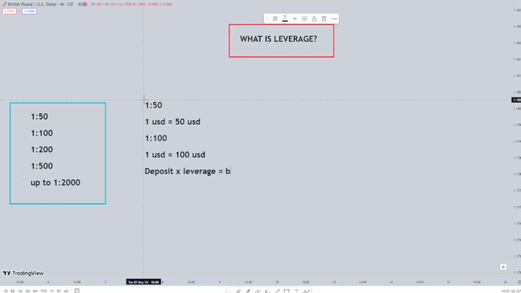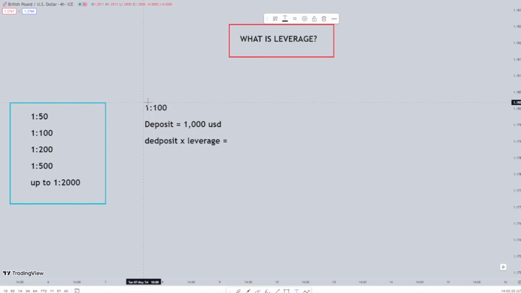Now I'll show you how to calculate your borrowed funds. Let's use the leverage 1:100 for our example, and assuming that you made a deposit of $1,000. Now, how much borrowed funds will you have access to? To know this, we multiply your deposits by the leverage. In this example, that will be 1,000 times 100. That's going to give us $100,000.